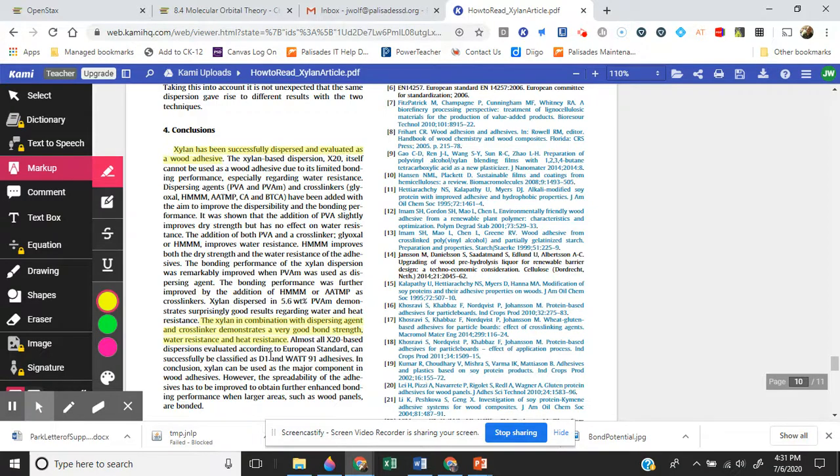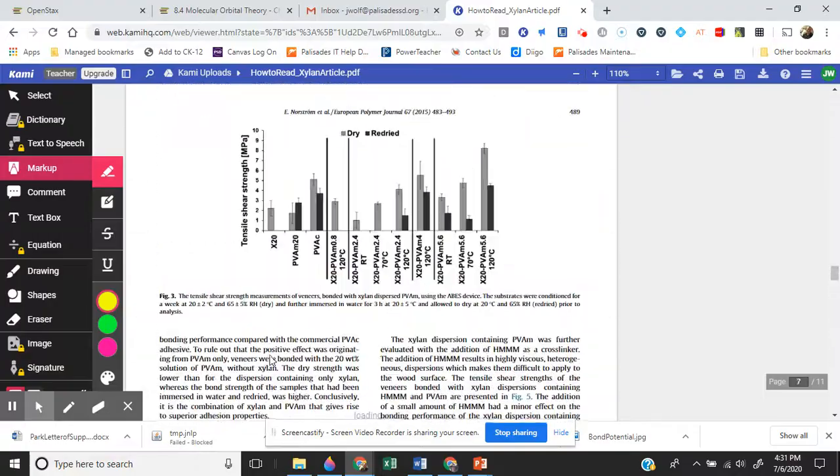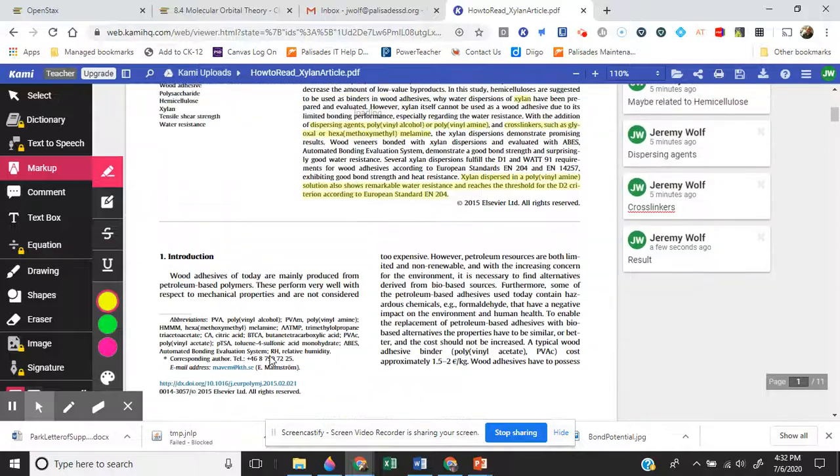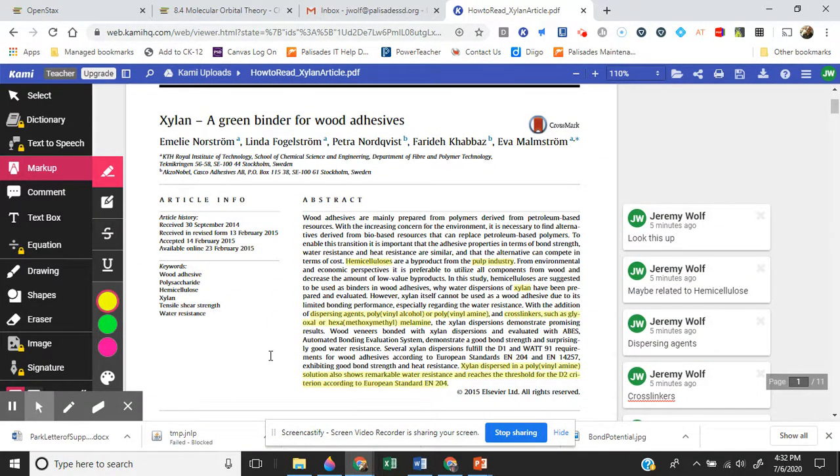And now I'm going back to the abstract. Now that I read a little bit of the intro and the conclusion, is there enough information in the abstract to decide whether this is an article that you would find useful if you were looking for information about adhesives? Well, if you were looking for information about adhesives that were natural based, right, based on bio-based resources, then yes. It would tell you about dispersing agents and crosslinkers, so that might be useful, right?